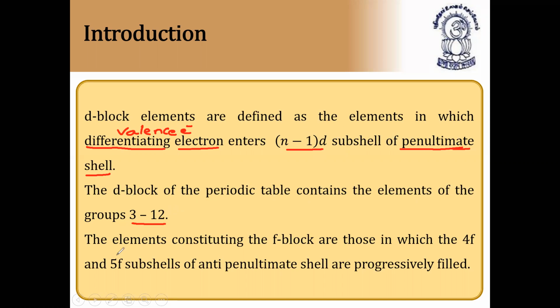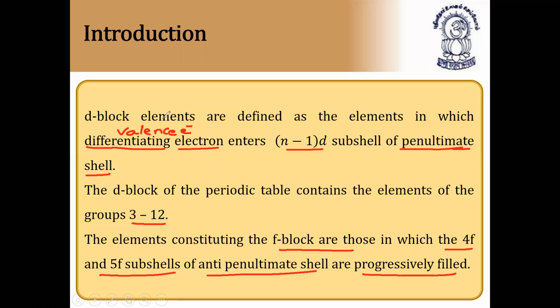The elements constituting the F block are those in which the 4f and 5f subshells of the anti-penultimate shell are progressively filled. This is the anti-penultimate shell, meaning before the penultimate shell. So that is the valence shell, penultimate shell, then anti-penultimate shell. F block elements are those in which the differentiating electrons enter the f subshell. So this is nothing but D and F block elements.